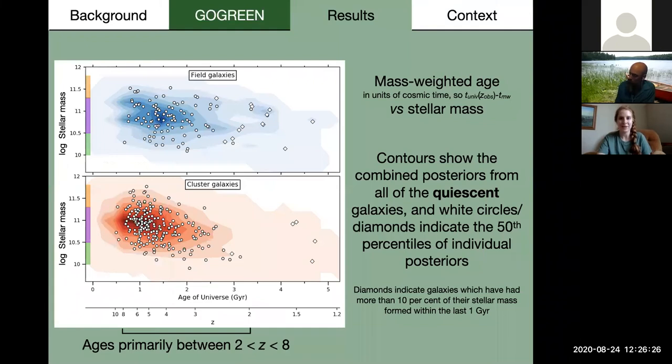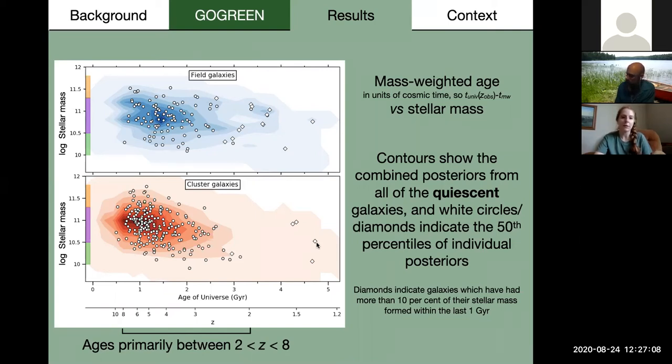Okay, so just a few slides on the results. What I've shown here is the mass-weighted age in units of cosmic time. So instead of having the mass-weighted age on the y-axis, we've just subtracted the age of the universe when that galaxy was observed, and then plotted it here against stellar mass. On the top, these are all the field galaxies, and below is the cluster galaxies, where the contours show the combined posteriors of all the samples in each environment. And then the individual points, the circles and the diamonds, just indicate the 50th percentiles of those individual posteriors.